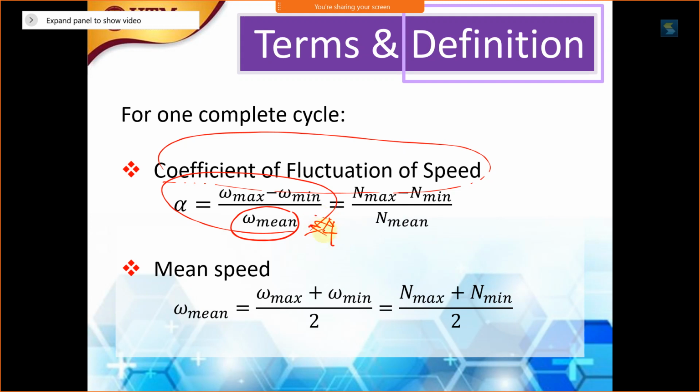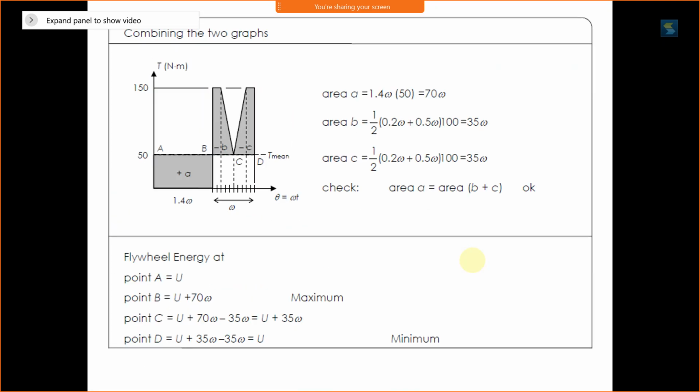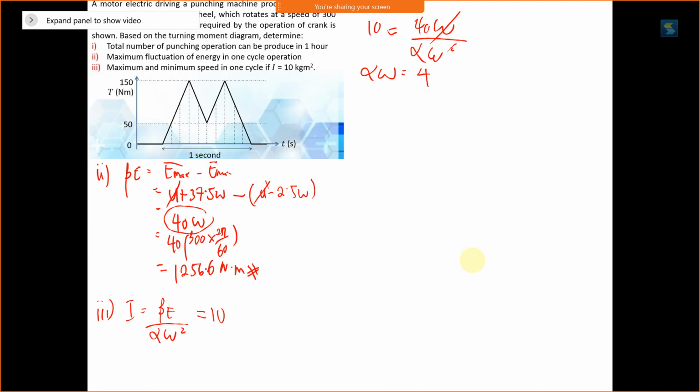Not equals to 4. When we rearrange it, we get this equation. There was a mistake. So we have alpha omega equals omega max minus omega min. We compare with what we got here: alpha omega equals omega max based on the equation minus omega min. So we can get the equation omega max minus omega min equals to 4. This is our equation number 1.